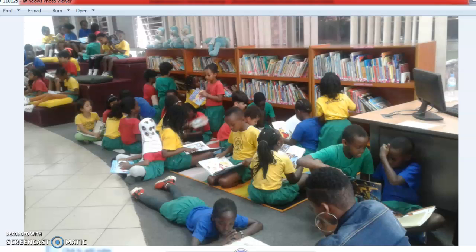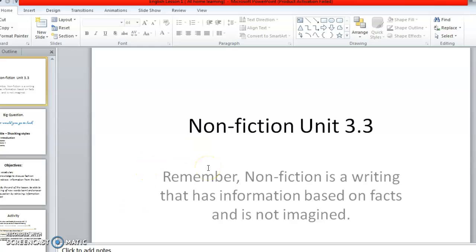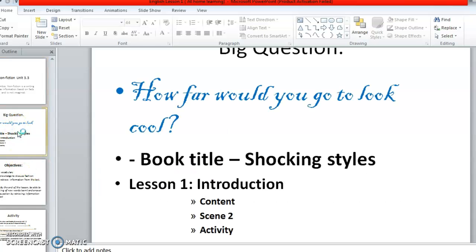We're going to go straight to our first lesson, introducing our first unit, which is going to be a nonfiction unit, 3.3. Remember, we have done this before, talking about nonfiction, and we said that nonfiction is writing that has information based on facts and it is not imagined. The title is going to be a big question: how far would you go to look cool? The book title is Shocking Styles.